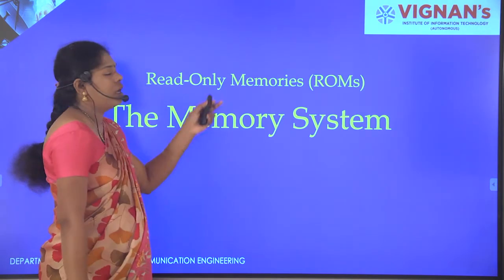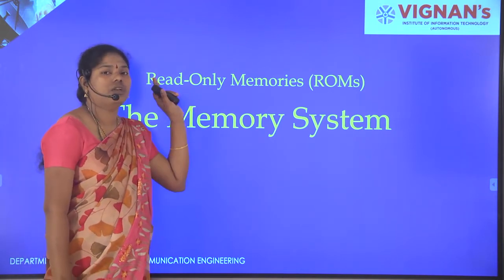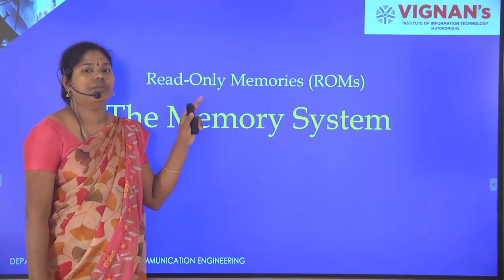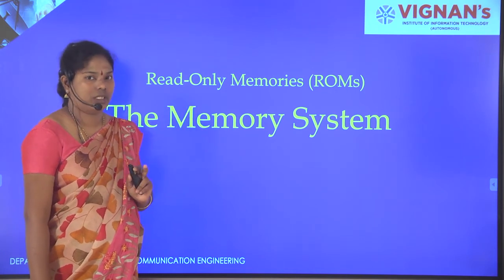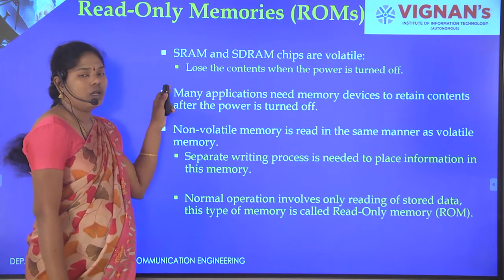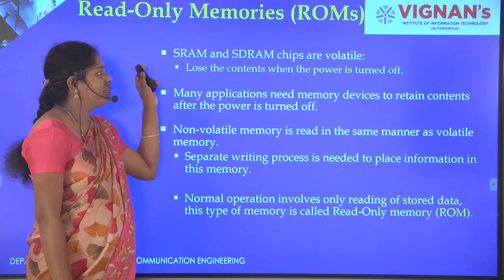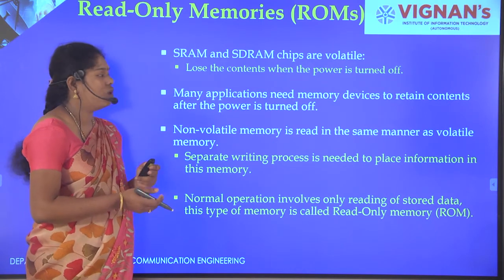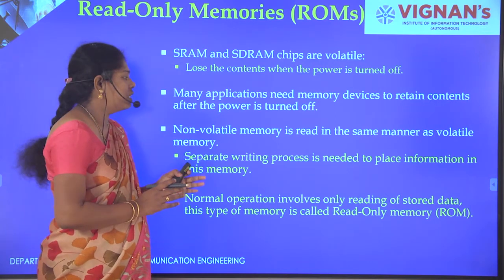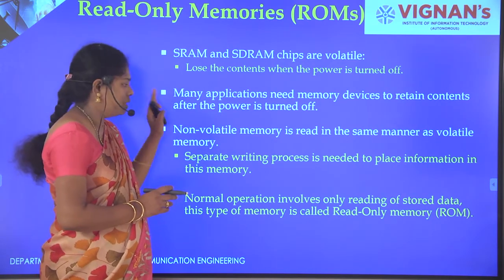Next thing, read only memories. The last topic was random access memories, that is read and write memories. Read only memories we generally use for permanent storage. The SRAM, SDRAM and DRAM are all volatile memories, that is, whenever the power is off the data will be lost. If you want to retain that information, generally we go for ROM, that is read only memories. These are non-volatile memories.